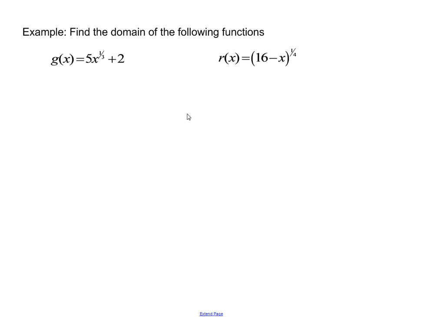Okay, let's work on finding the domain of a couple more expressions. Let's talk about g of x. Remember, we have to make the differentiation if we're trying to find the domain between whether or not we have an even root or an odd root. So g of x, what would we say?